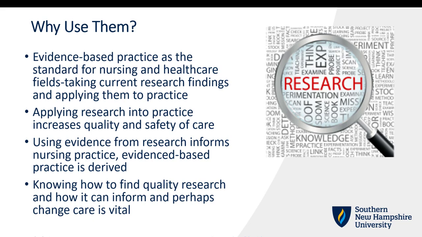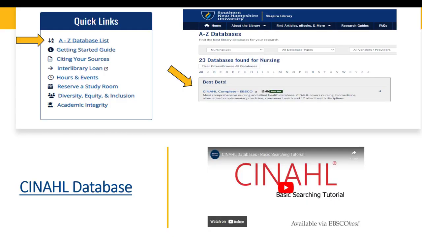Now that we know what scholarly and peer-reviewed journal articles are and why they're important, we can look at one of the key nursing databases, CINAHL, to learn how to find these resources. The CINAHL database, which is the first database that you will see on the nursing subject area on the A to Z database list. Note, you may be asked to sign in with your MySNHU email and password.